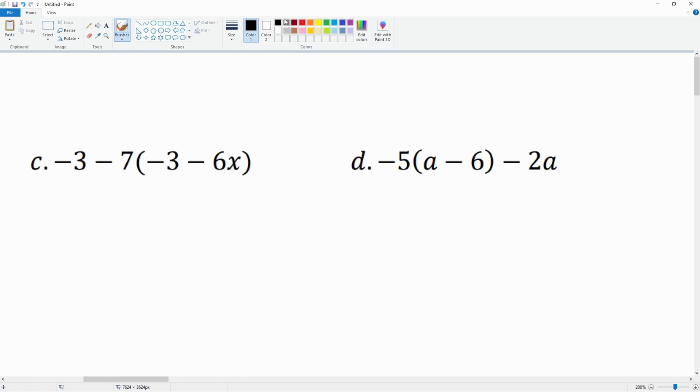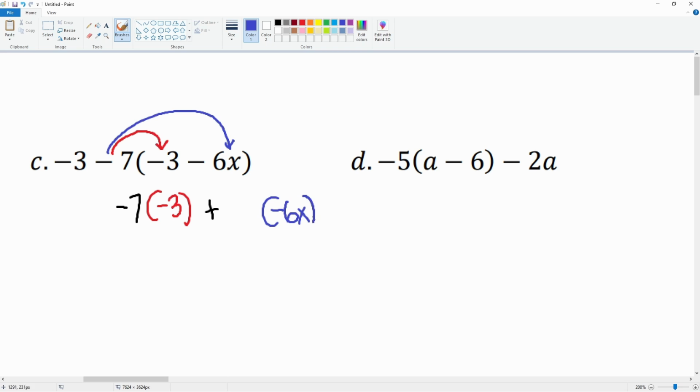C. There is this -7 in front of the parentheses that we're going to distribute. So you have the -7, then we're going to have the parentheses -3 that it's distributed into. We bring down an addition symbol. The -7 is going to be multiplied to the -6x. So here's the -6x. Then we want to distribute that -7 towards it. Then we want to bring this -3 down. Okay, bring down the -3.